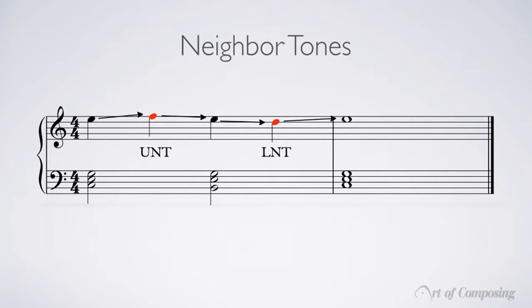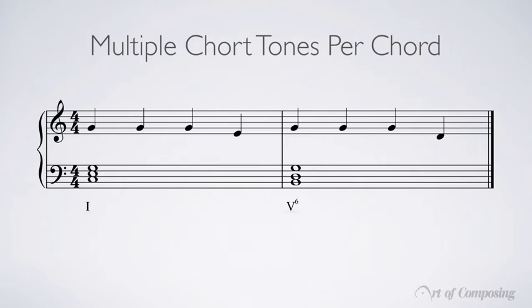Now, obviously, if we are limiting ourselves to just one chord tone per chord, we don't have that many options. So we can also use multiple notes per chord. Let's say that we have a C chord in the first bar and then a G chord in the second bar. We could write something like this, where we've got these are all chord tones, so now we can add neighbor tones in between each of them. Something like this.